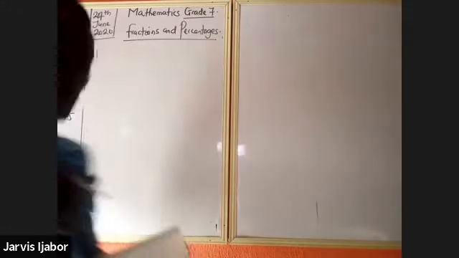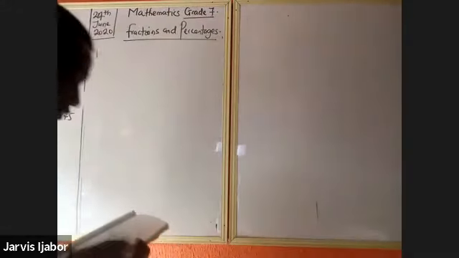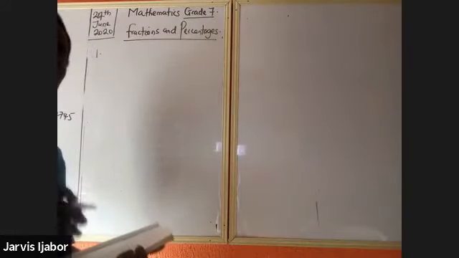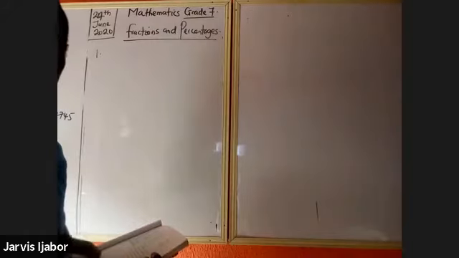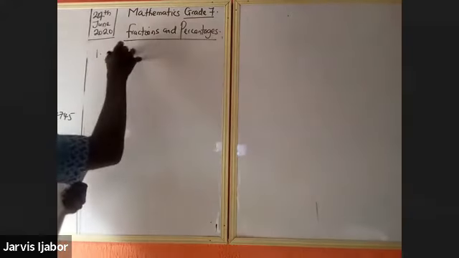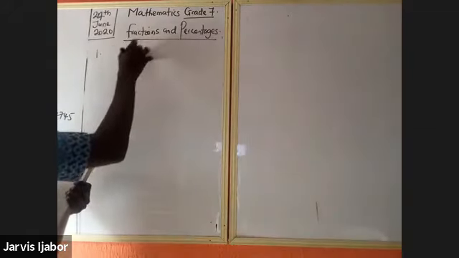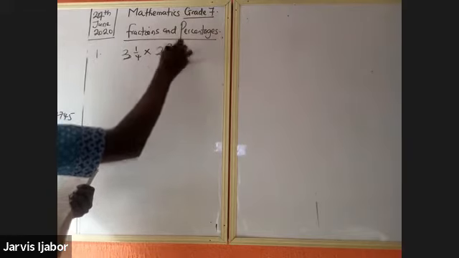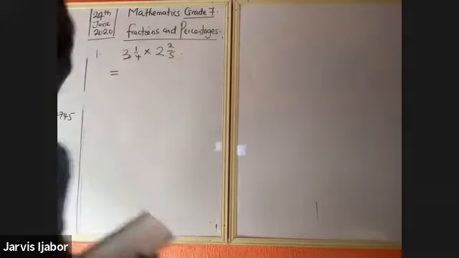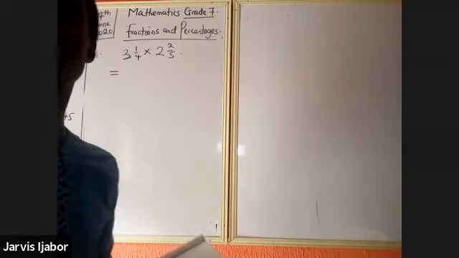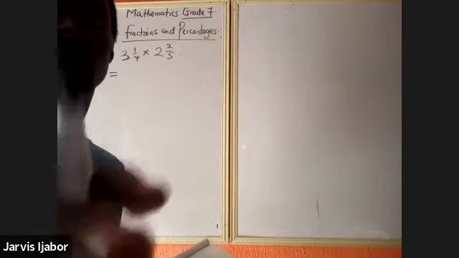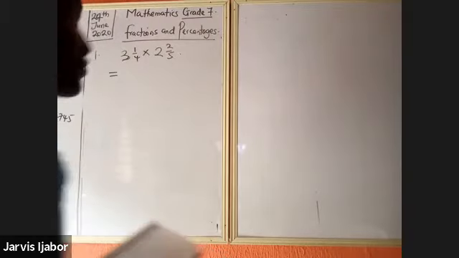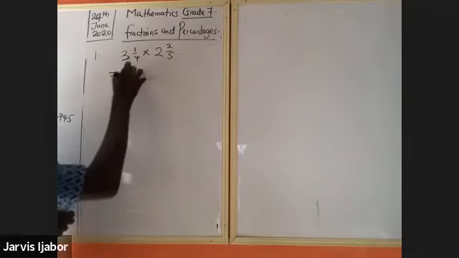Now, the word product means multiplication of 3 1/4 and 2 2/5. So that will be 3 1/4 times 2 2/5. So how do you solve this? The first thing you must do here is to convert to improper fractions. So this will be 13/4.